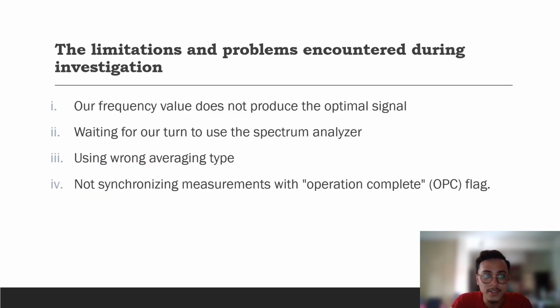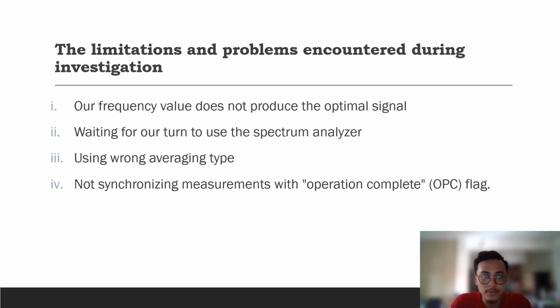The next slide is the limitations and problems encountered during the investigation. The first is that our frequency value does not produce the optimal signal, as you have seen before. The second is waiting for our turn to use the spectrum analyzer, which was quite a problem because there are many groups but the spectrum analyzer only has one unit.